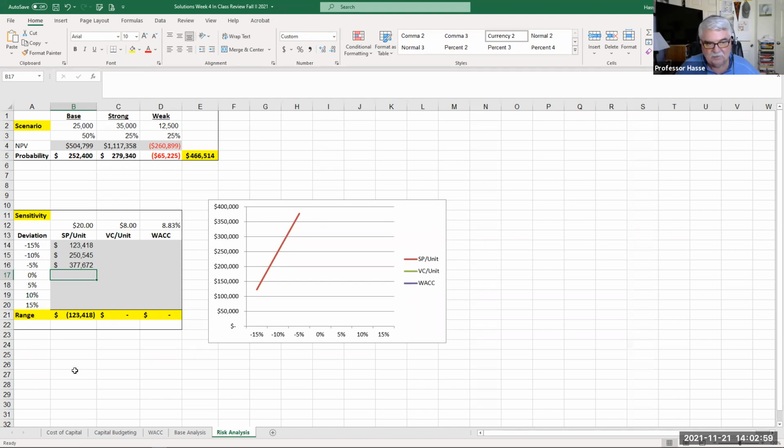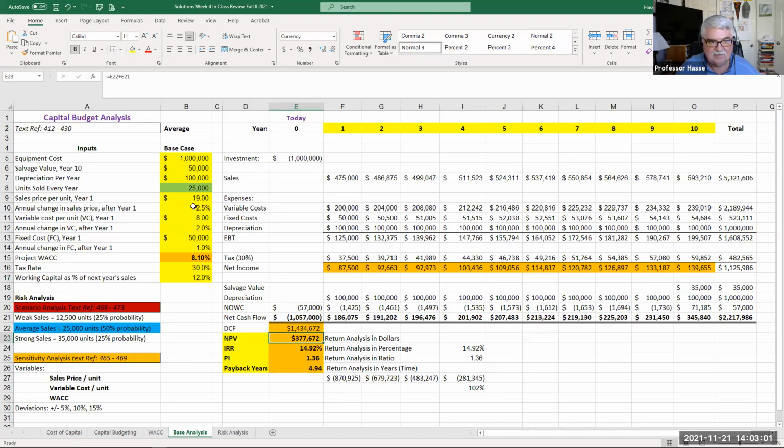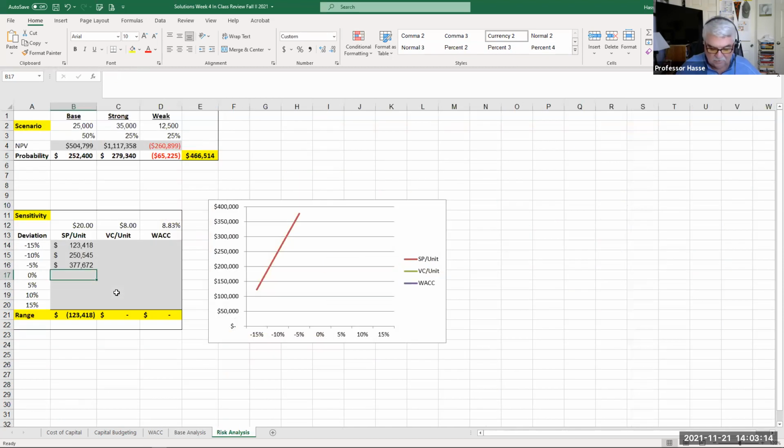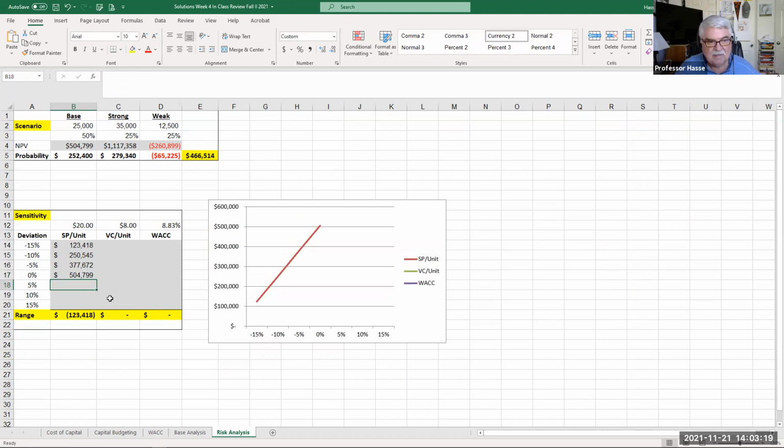At 0% change, that's our original base analysis, which we go back to $20. And that's our original number of 504,799 with no changes in the selling price. And there we go. Now we increase our selling price by 5%. Notice at a lowering of selling price, we're making less money, and it should be going up in increments.